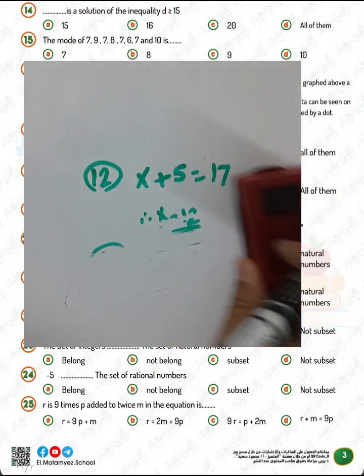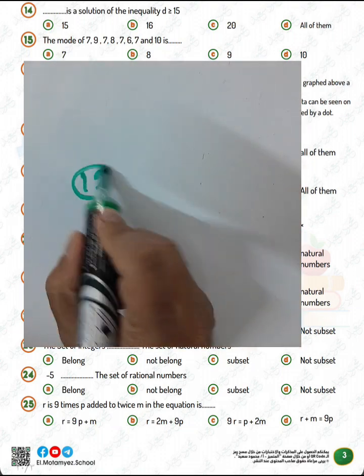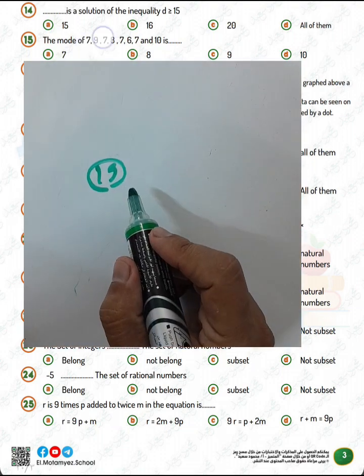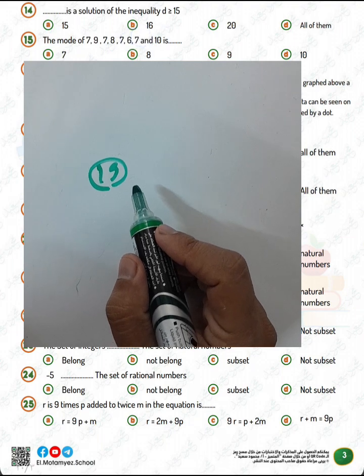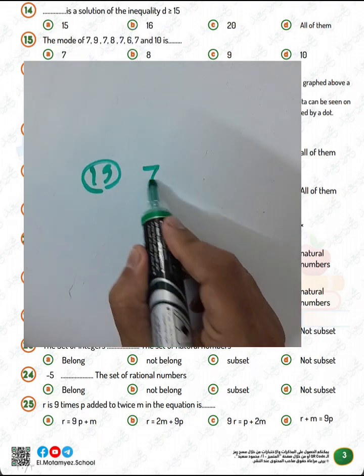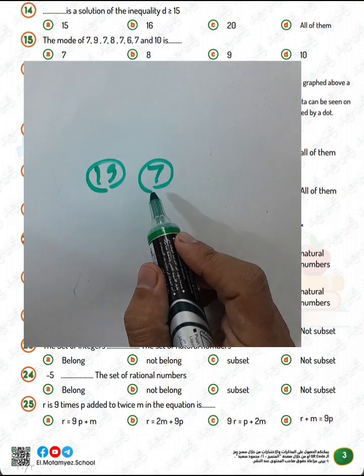Question number 15 here. The mode of 7, 9, 7, 8, 7, 6, 7, 10 will be what? It will be 7, because 7 is the number repeating the most here.